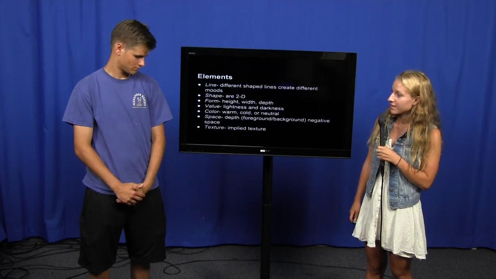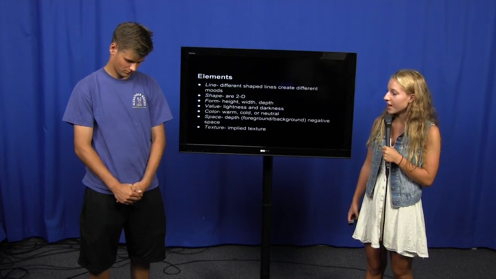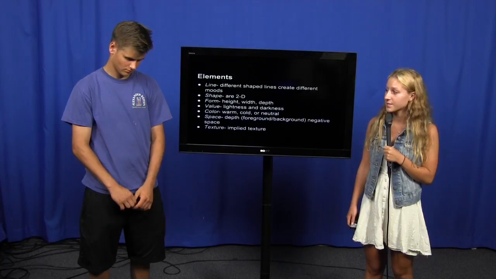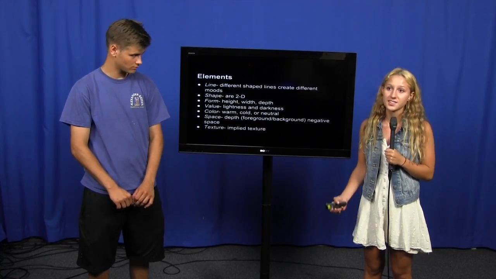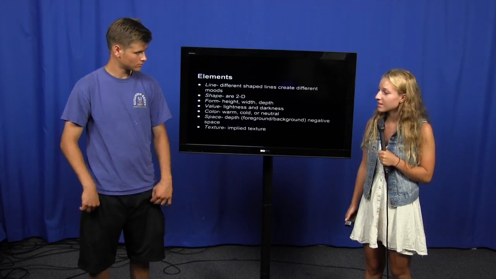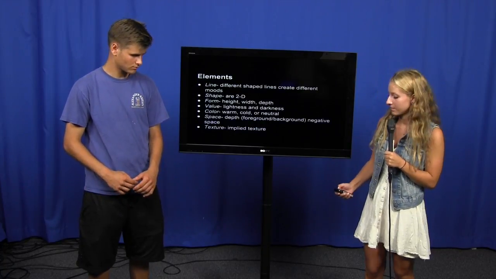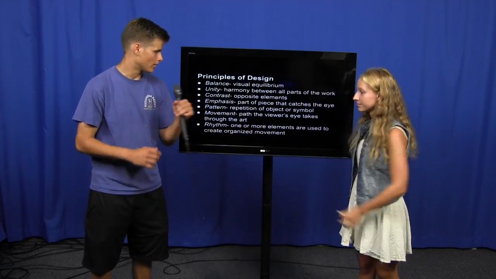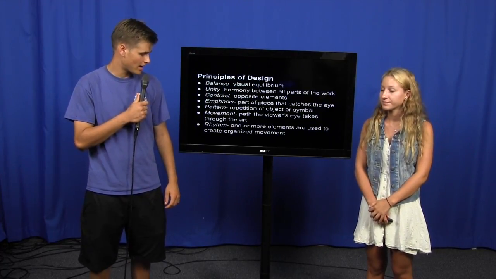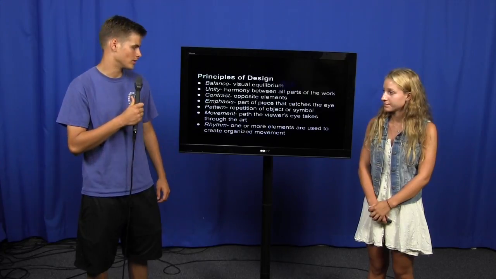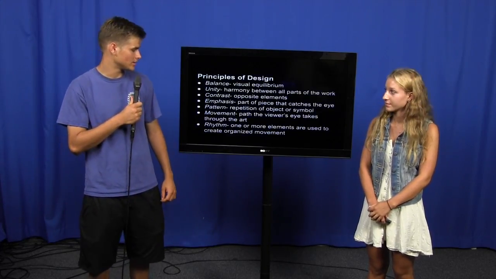There's space, which is the depth and foreground and background, and also negative space. And there's texture, which applies to 3D art as well. So that's literal texture, but in a painting, there can be implied texture. The principles of design are balance, unity, contrast, emphasis, pattern, movement, and rhythm. And we will get into detail on the rest of the slides.